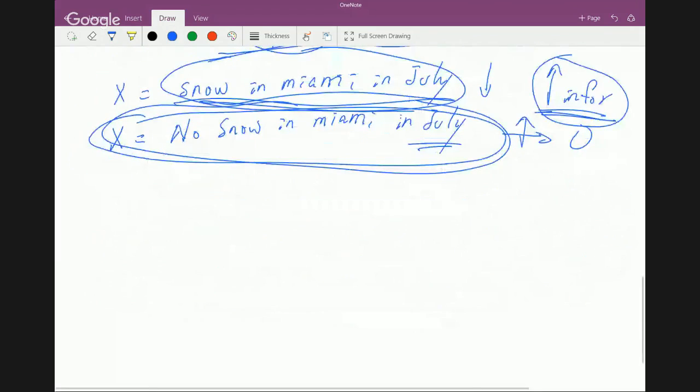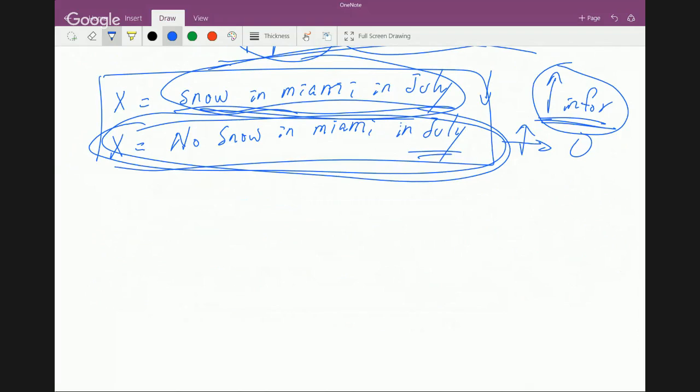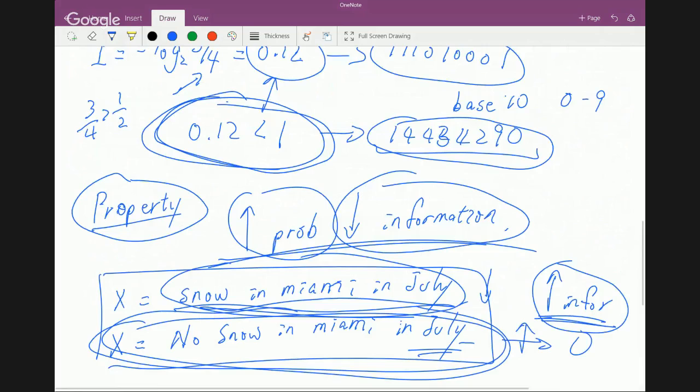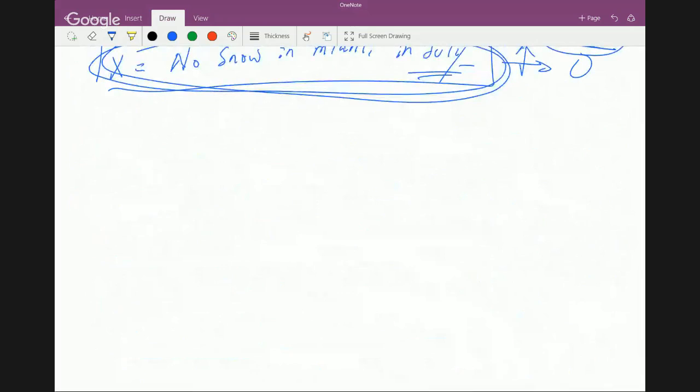So let's say we look at a binary situation, whether it's a yes or a no, that it snowed or it didn't snow. Oh, actually, no. Let me get to that in a bit. The next concept I want to go over is actually more important.